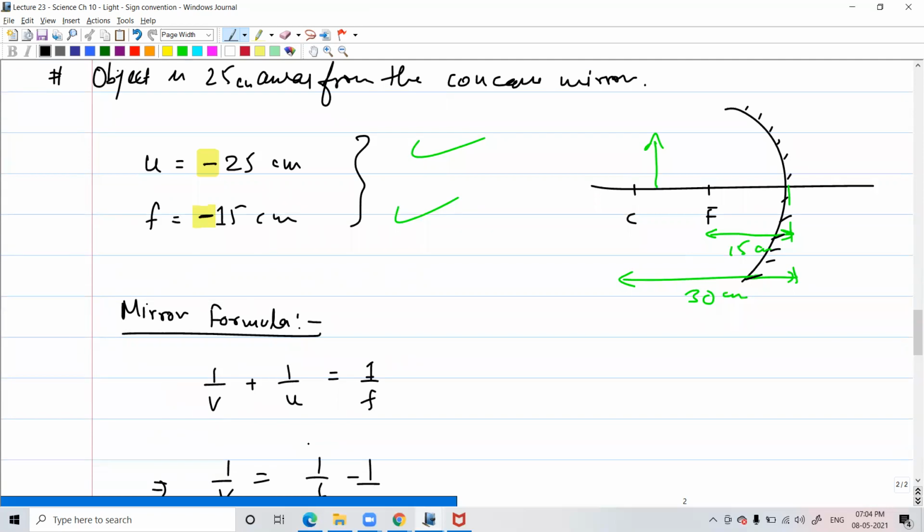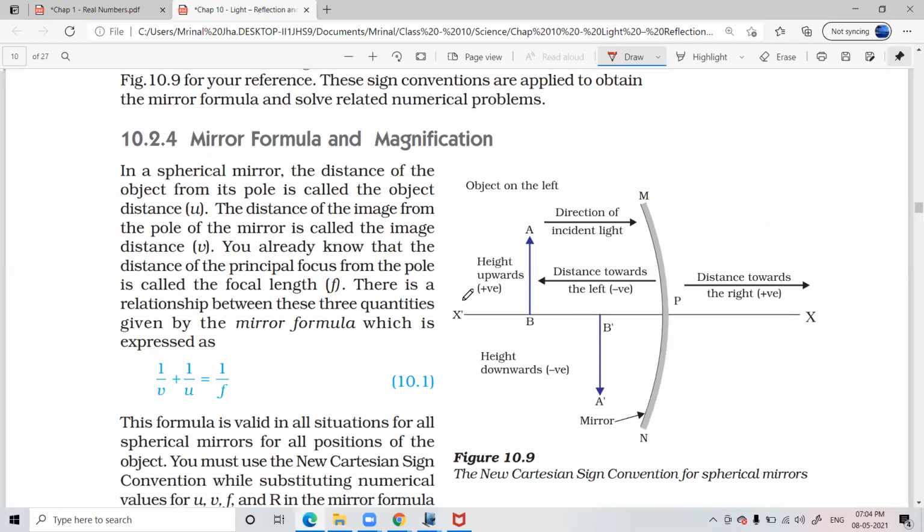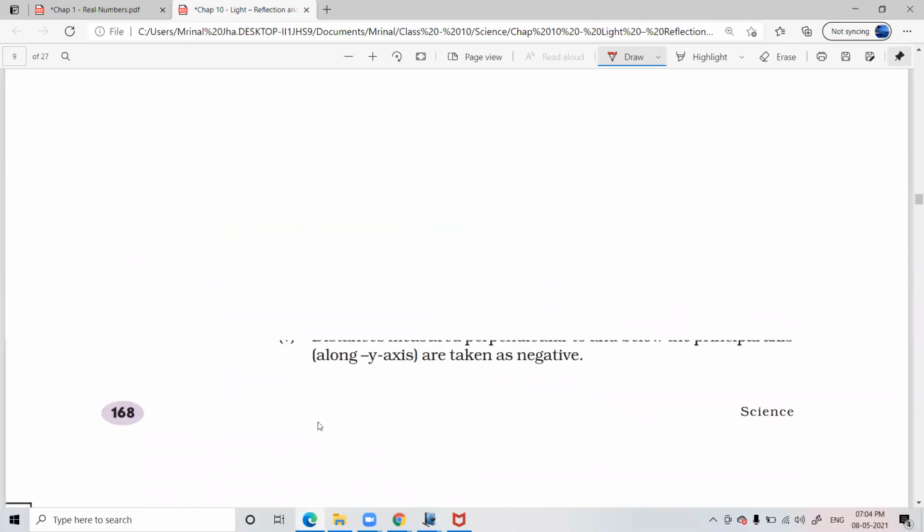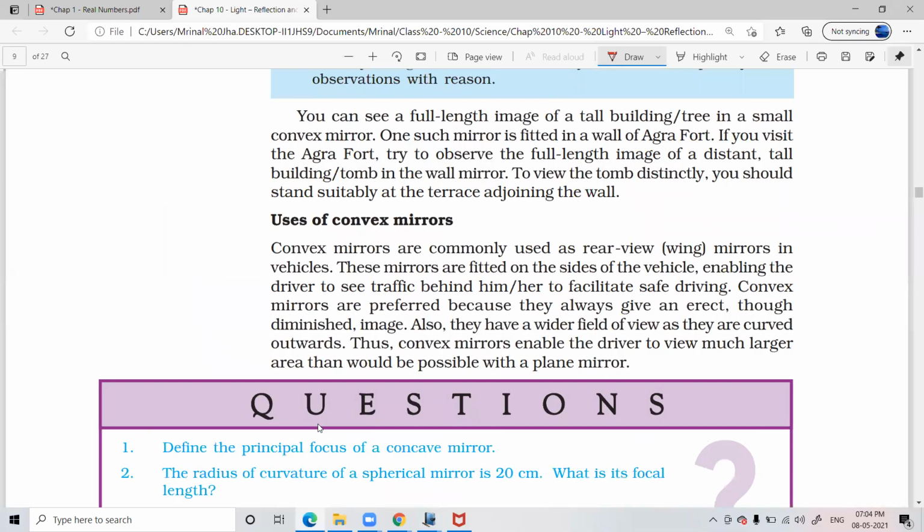Yes, sir. Okay, so make sure you go through today's video again, because this is important to understand the sign convention and how to use it in this kind of calculation. And then go through the NCERT book. You have a weekend, so make sure you go through all the things up to this mirror formula topic.